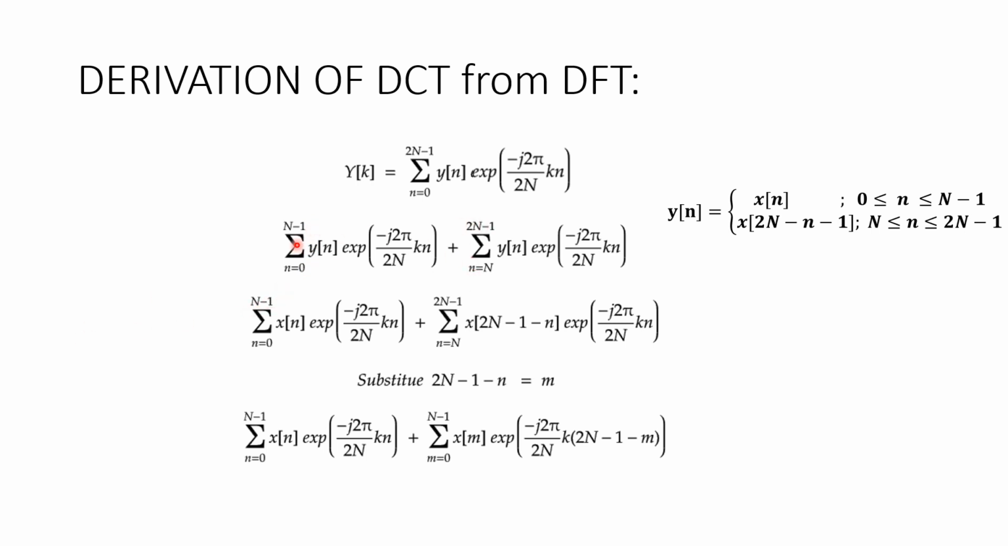From 0 to N-1, we know that y[n] is equal to x[n]. So we can replace it. Now from n equal to N to 2N-1, y[n] is equal to x[2N-n-1]. So we will be replacing it with a variable m, where 2N-1-n is replaced by m. Now if you replace it with m, n can be written as 2N-1-m. Now we will be having this equation. Now we can split this equation into three parts.